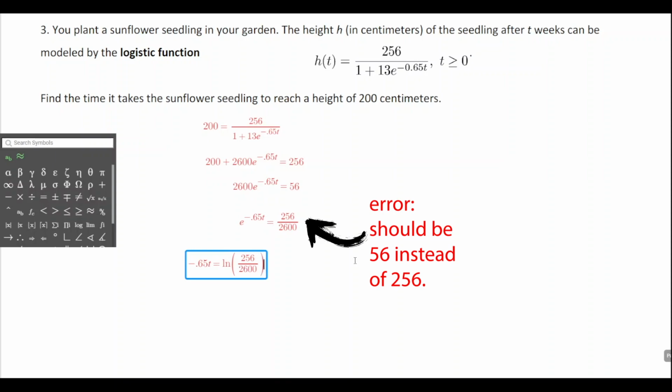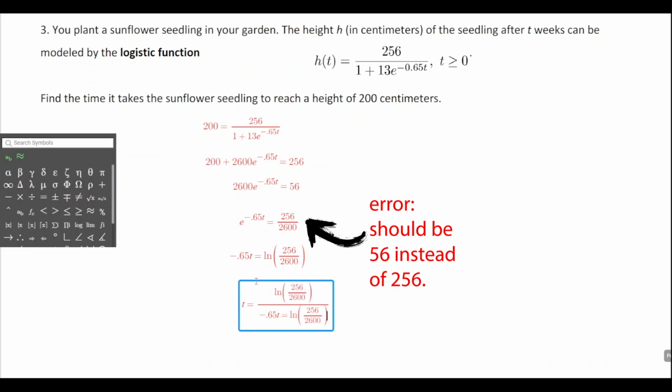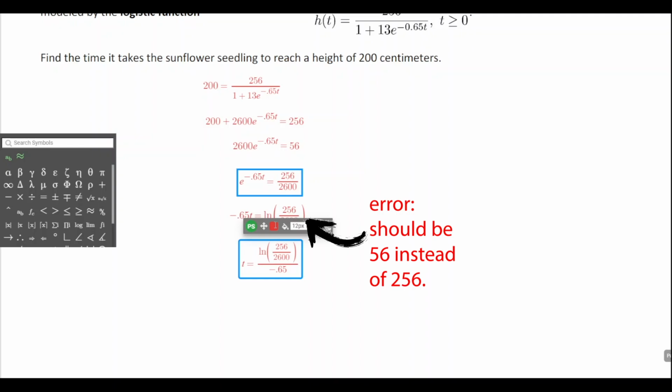And then as our final step here, we are going to divide both sides by negative 0.65 to isolate t. So t is going to be this number divided by that number. Oh, too much got copied there. Yeah, you're dividing by negative 0.65. So that's going to be our exact answer.